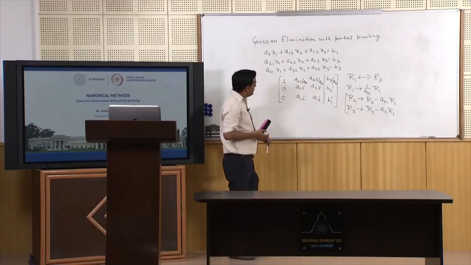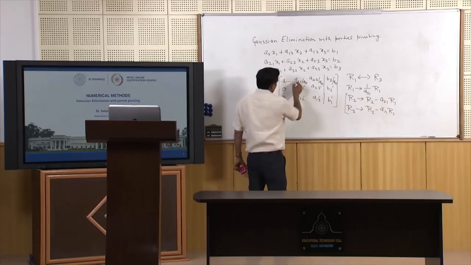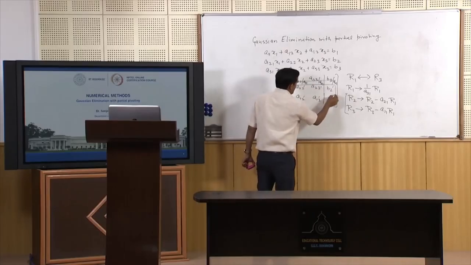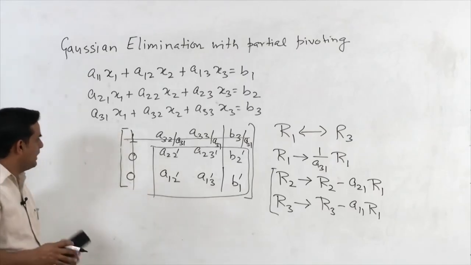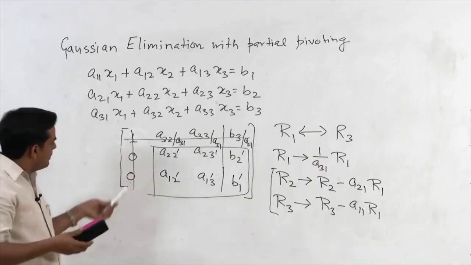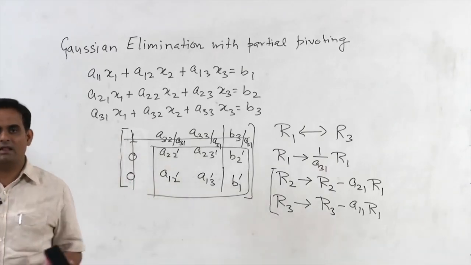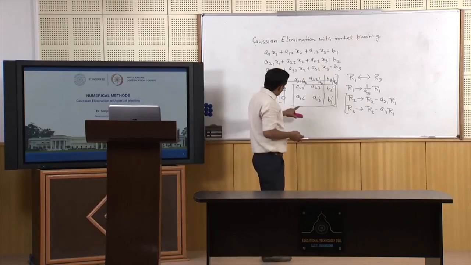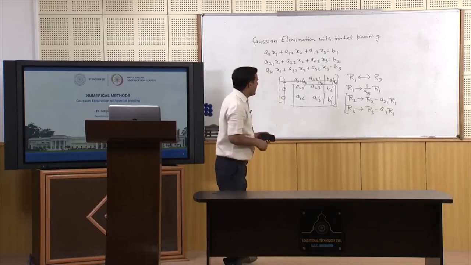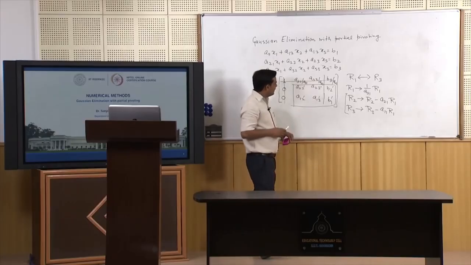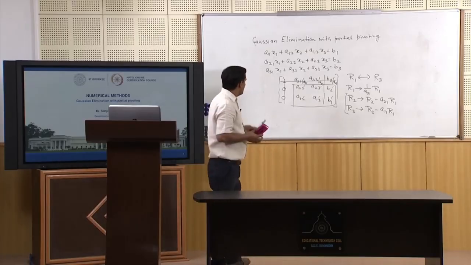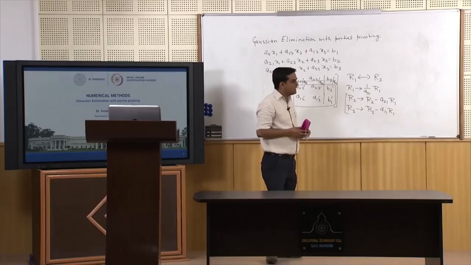Now, in the second pass, what will I do? I will leave out the first row and first column and perform the same operations on this submatrix in such a way that this entry becomes 1 and this entry becomes 0. So finally we are changing the matrix into row echelon form. However, we are performing some extra operations by searching for the pivot elements, and we are making the entries 0 with the help of pivot elements at the diagonal position. So this method is called Gaussian elimination with partial pivoting.